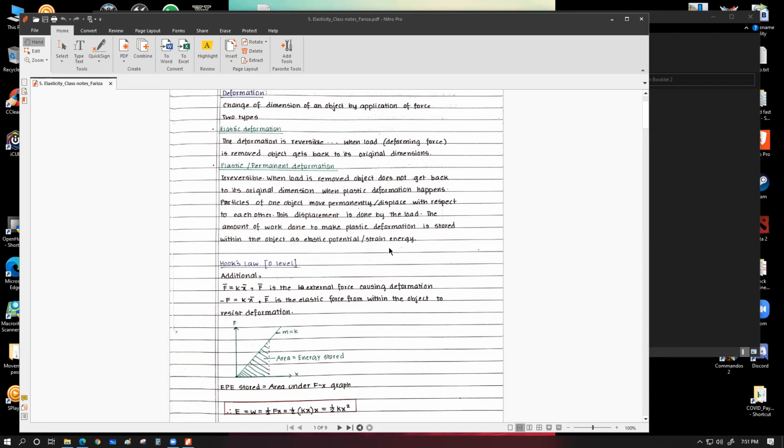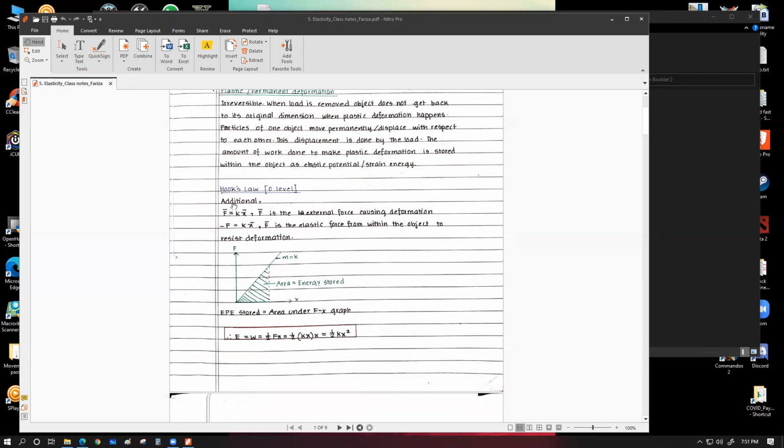It means some work had to be done to move the particles of those objects from their original position to a new permanent position. That is basically mass moved in a certain direction. So the amount of work that we have to do to make that possible is the amount of energy that we have to spend to make that deformation possible, and that amount of energy will be stored within the object as deformation energy, or sometimes we call it strain energy.